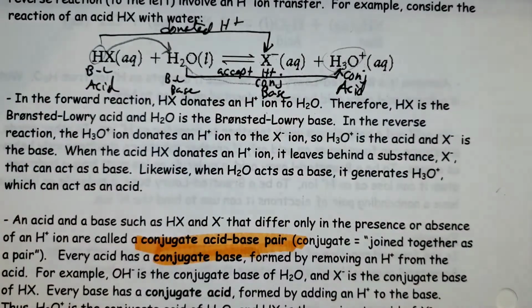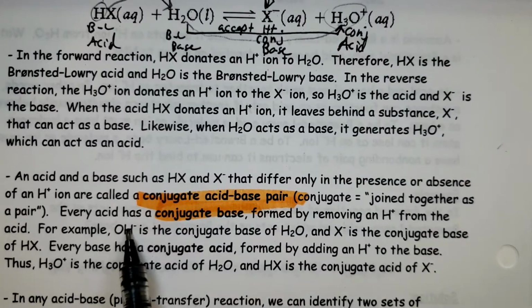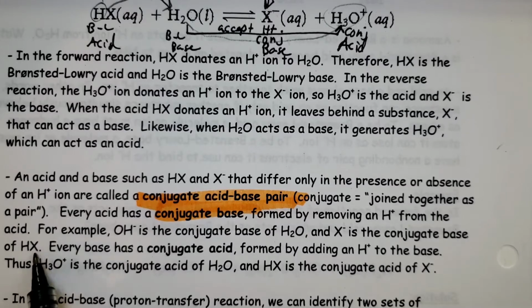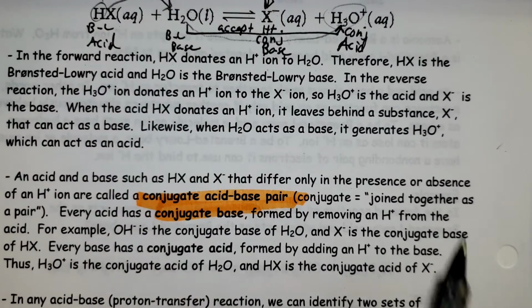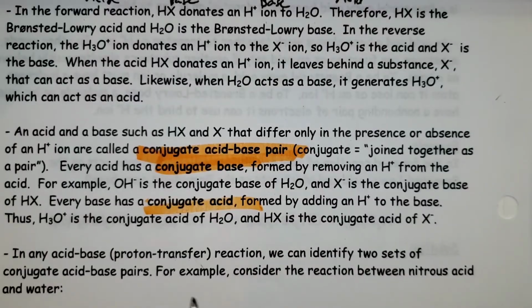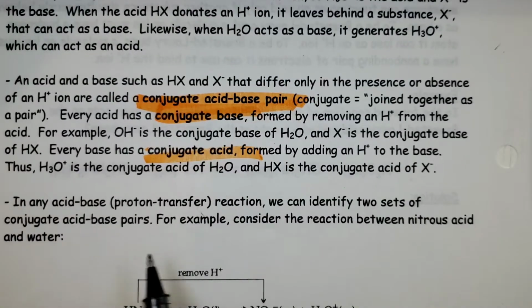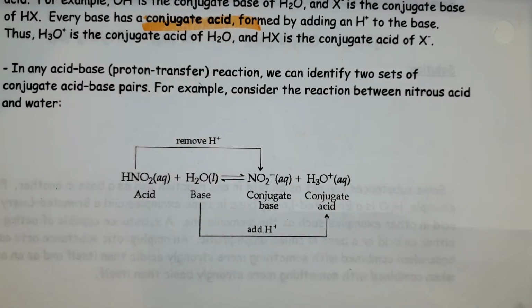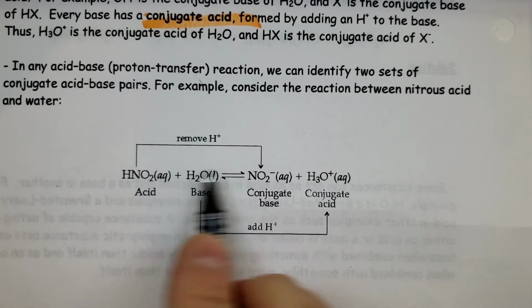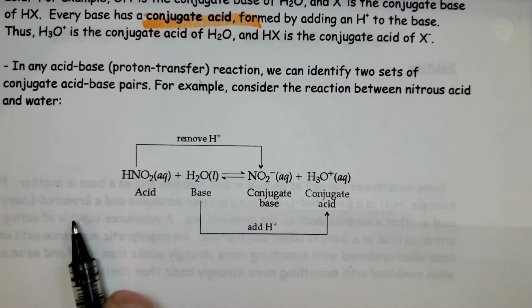Acid-base, acid-base. So for example, OH is the conjugate base of H2O, and X is the conjugate base of HX. Every base has a conjugate acid by the addition of H plus. In any acid-base reaction, we can identify two sets of acid-base pairs. For example, consider this. If we look over here, we can see that HNO2 becomes NO2. So there's a pair, right? They differ by a single H.